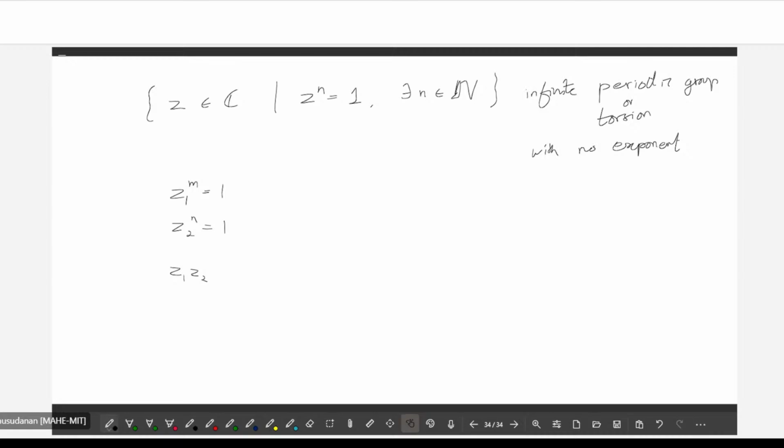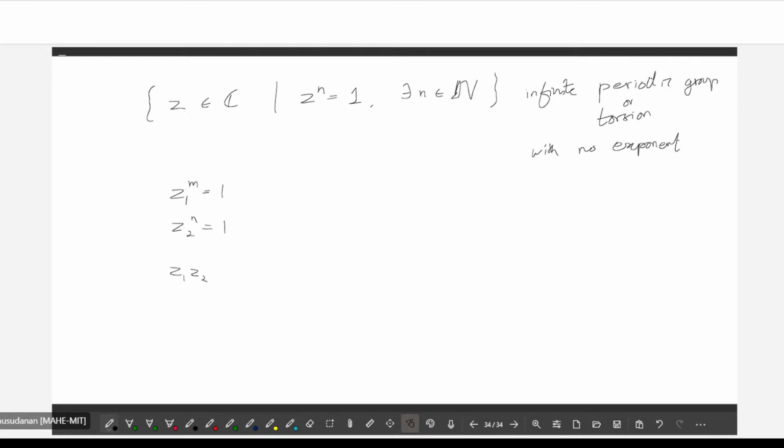Exponent is like something like a characteristic of a ring. Okay, not the same thing. Yeah, the characteristic of a ring is the exponent of the additive group. Correct. Characteristic of a ring is the exponent of the additive group. Fine. So this is an infinite periodic group with no exponent.